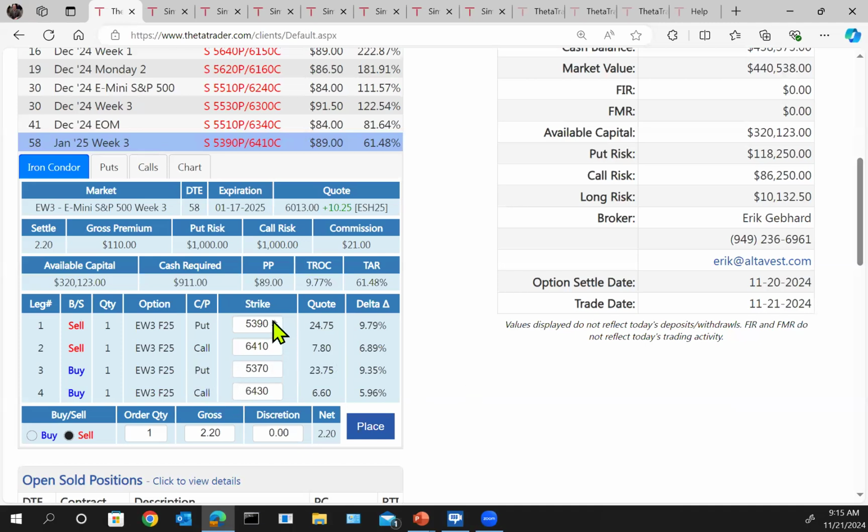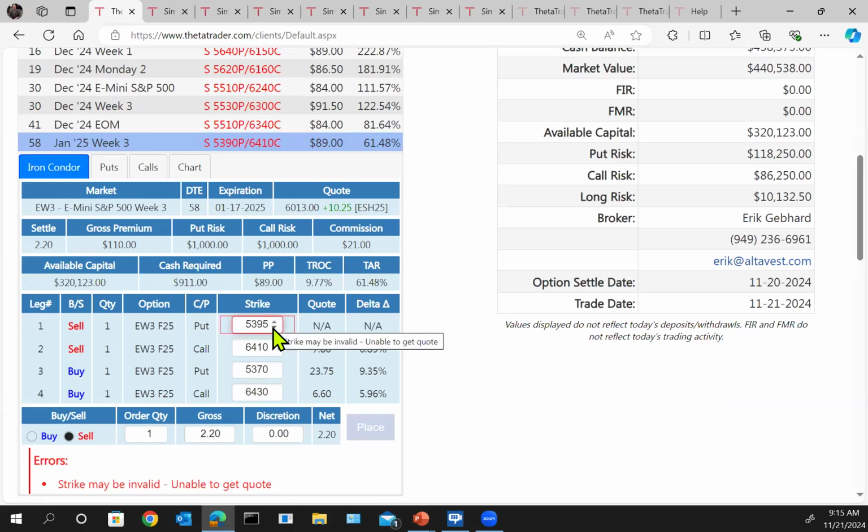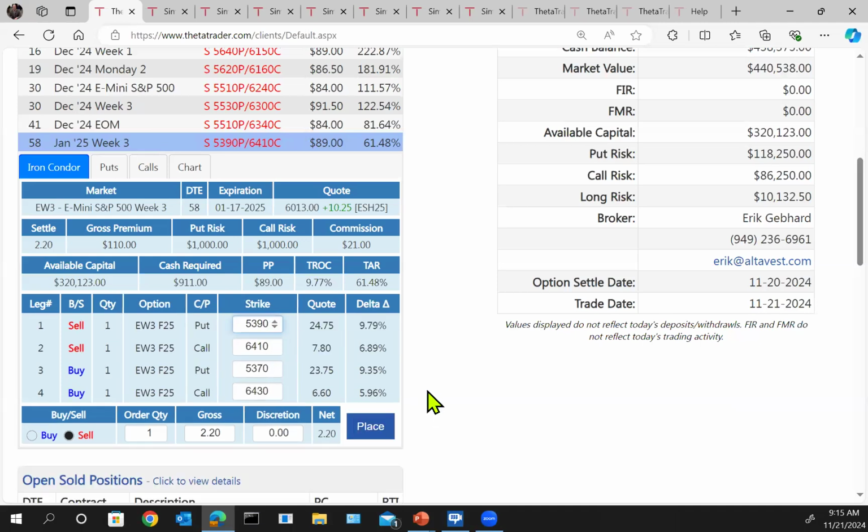And if you wanted to change the strikes, you could here, but that sort of defeats the whole idea of placing this type of trade. And it always defaults to a sell when you're selling the iron condor, non-directional strategy, and 1 is the quantity by default. So we'll go ahead and change that just for the sake of this.